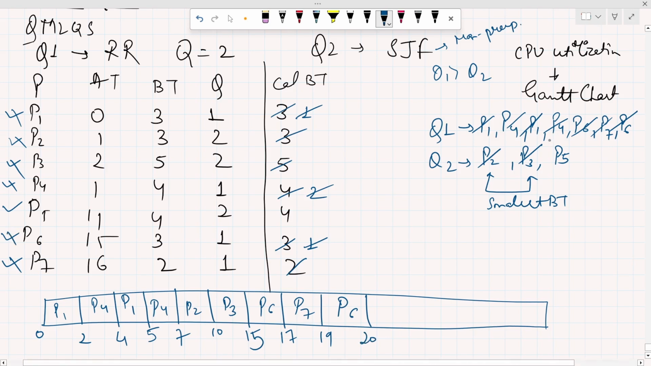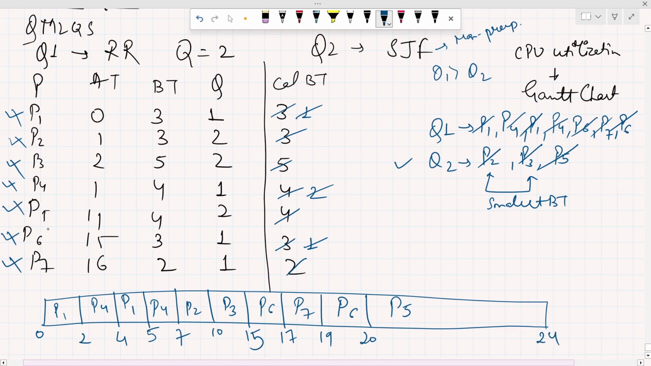We see Q1. There is no process available in Q1 as well. So now we move towards Q2. There is only one process left in Q2, which is P5. And it's a non-preemptive process. So if it gets the CPU, it executes completely. The burst time is 4. So from 20 to 24, P5 is also completed.